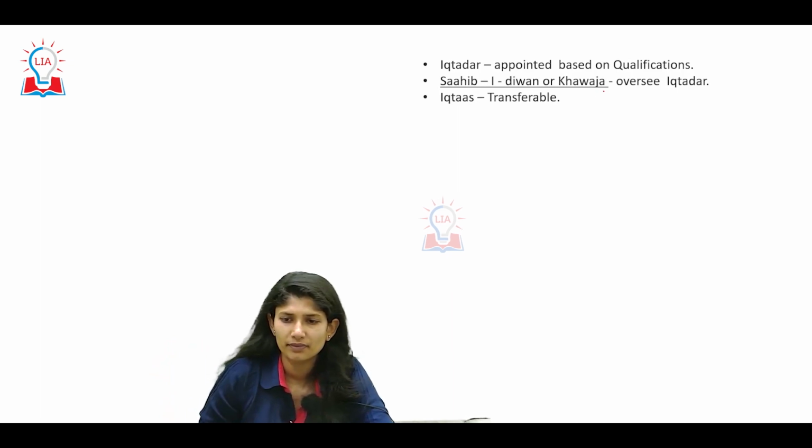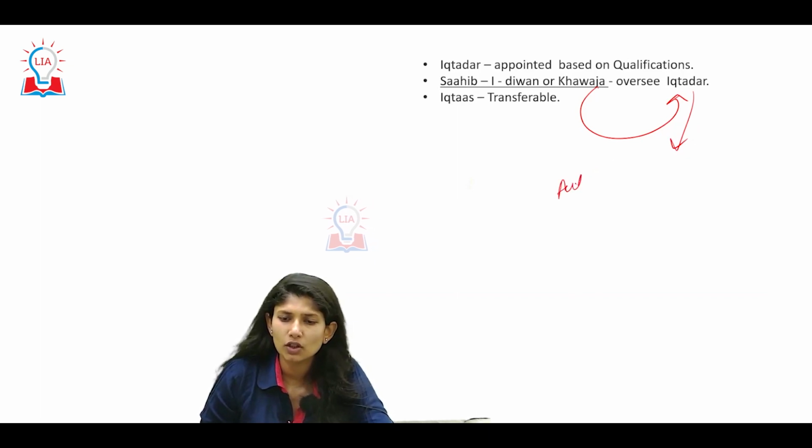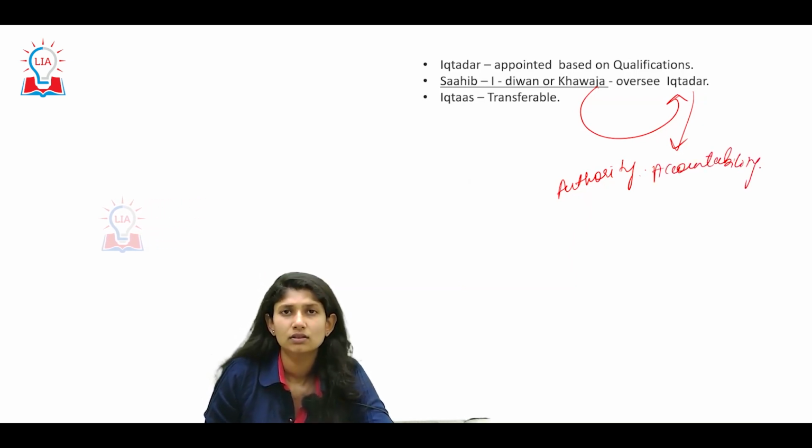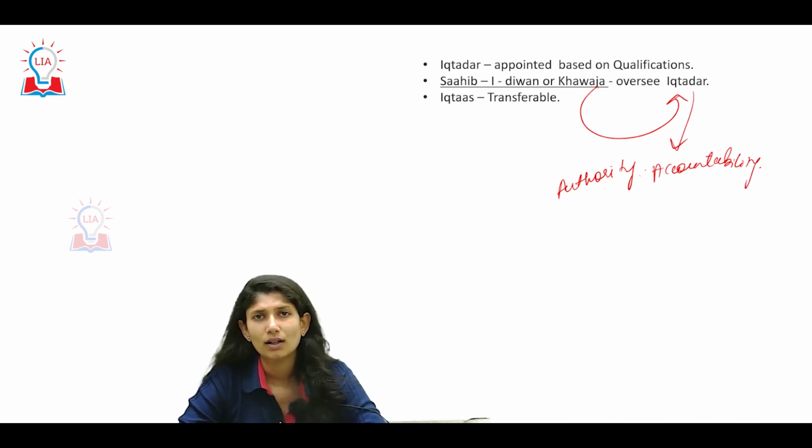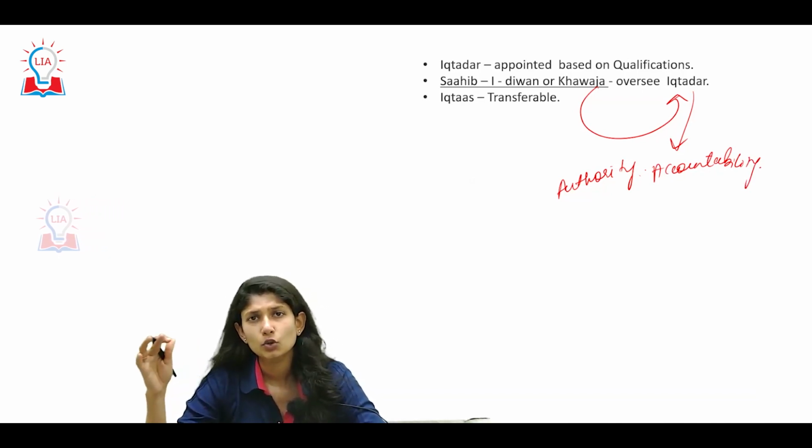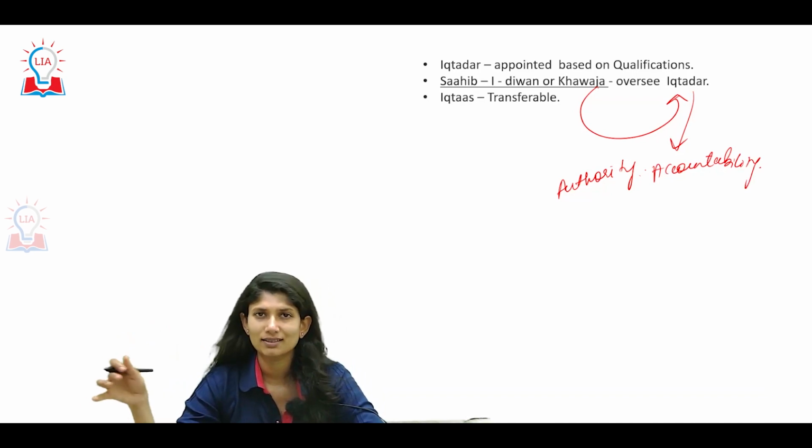Alright, now there was one person appointed to oversee the Iqtadar. Why? To see whether his office or authority is legitimate, and whether he is carrying out his work as he is supposed to. So there was a sense of accountability. Qazis were there to look after the work of the Iqtadars.